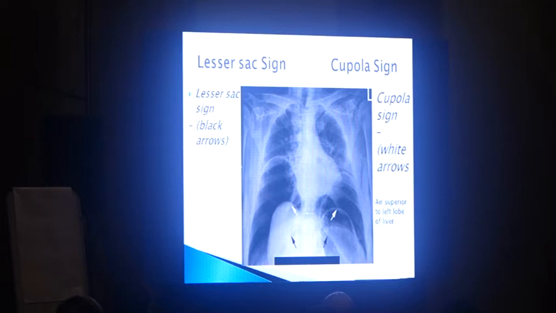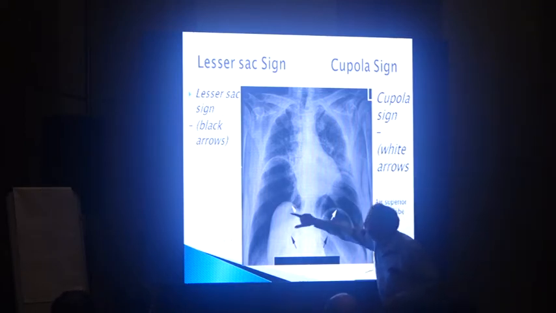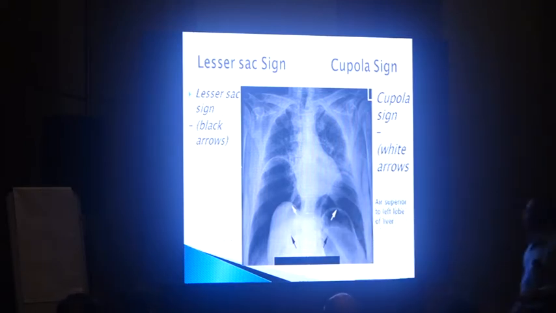As I have already mentioned regarding the lesser sac sign, sometimes gas passes from the greater sac to the lesser sac through the foramen of Winslow, and sometimes we can see this. We can appreciate this hyperdense lesion. This shows the free air. So this will be the lesser sac sign.